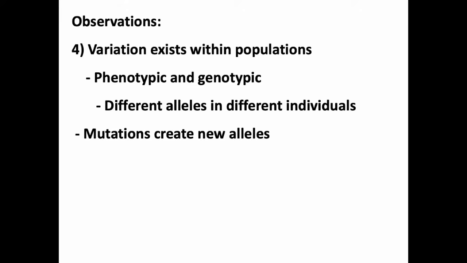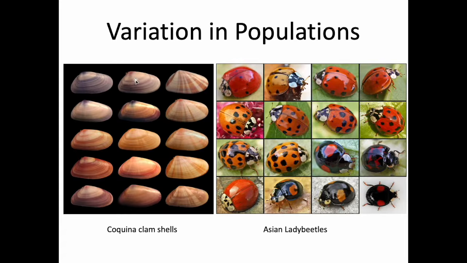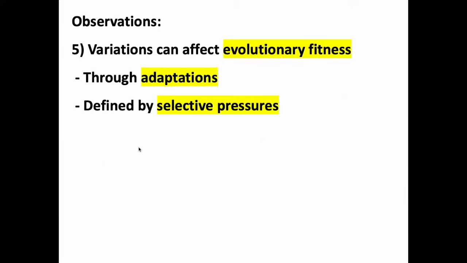Okay. Now, these variations are not always just a little more purple, a little more red, a little fewer dots, a little bigger dots, whatever. Sometimes these variations that exist within populations can actually affect whether those individuals are good or bad at surviving and reproducing. Got a bunch of key terms here, so I'll walk through this slowly. These variations that exist can affect evolutionary fitness.